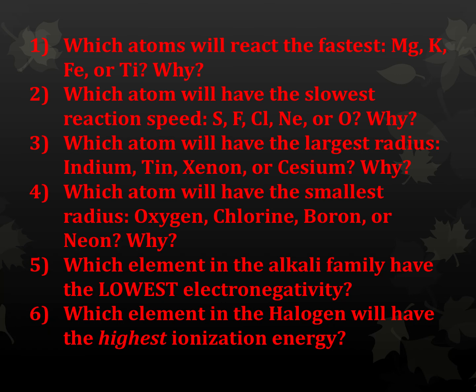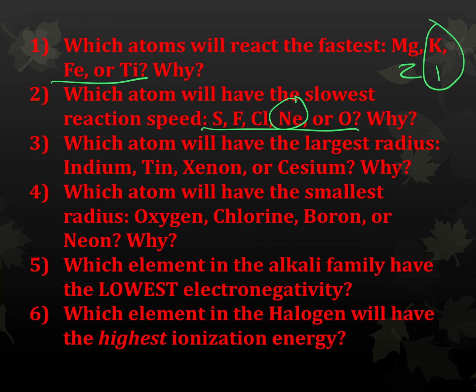Which of the following metals will react the fastest? As we said, the metal that's the fastest is the one on the far left. Family 1, family 2, somewhere in the transition metals, which is 3+. So it's going to be K because family 1 is the farthest left. Which atom will have the slowest reaction? Which one of these almost never reacts at all? And the family that doesn't react at all is the noble gases.